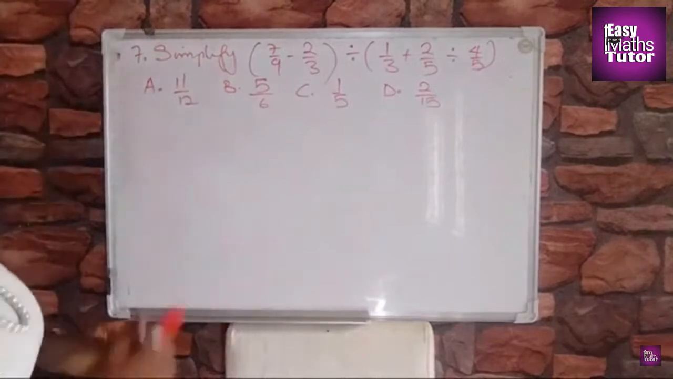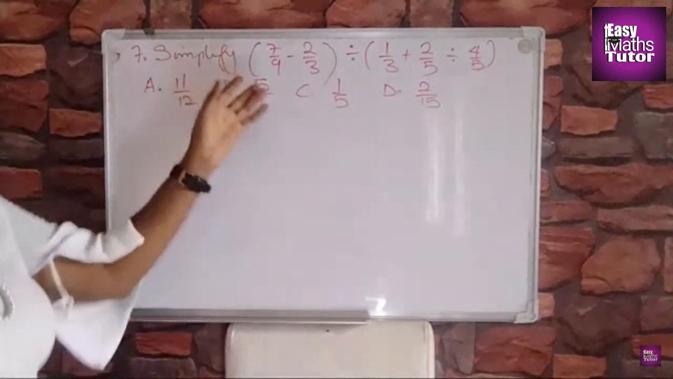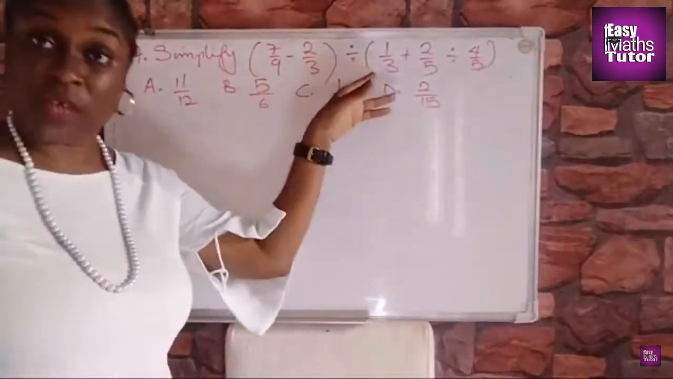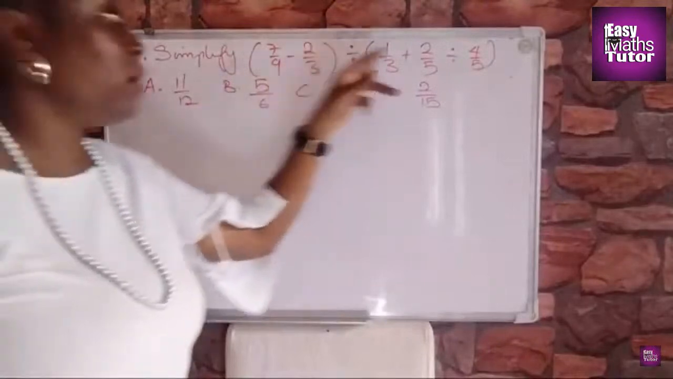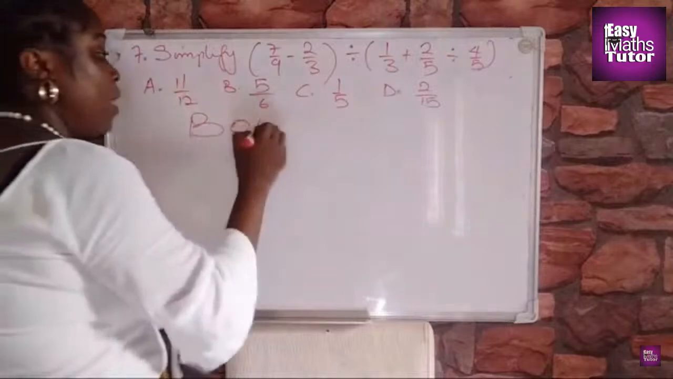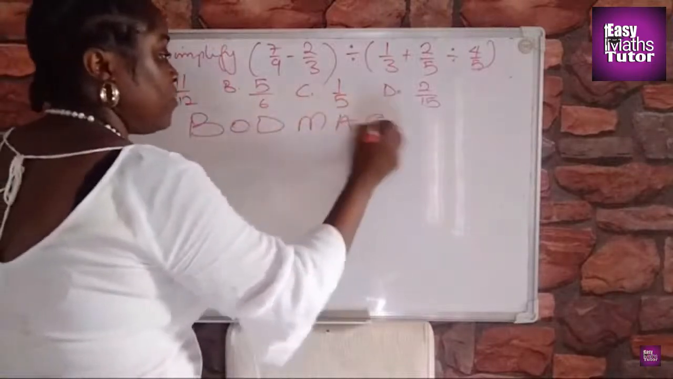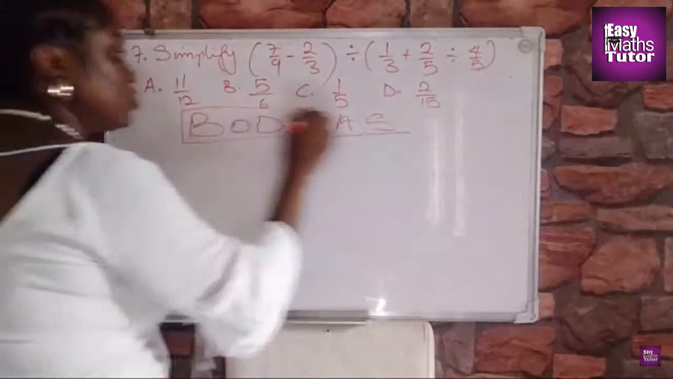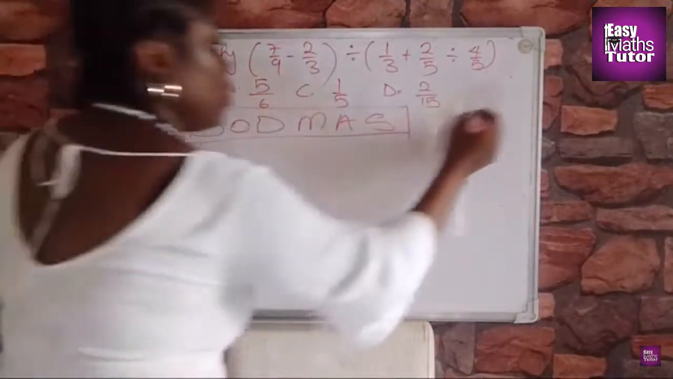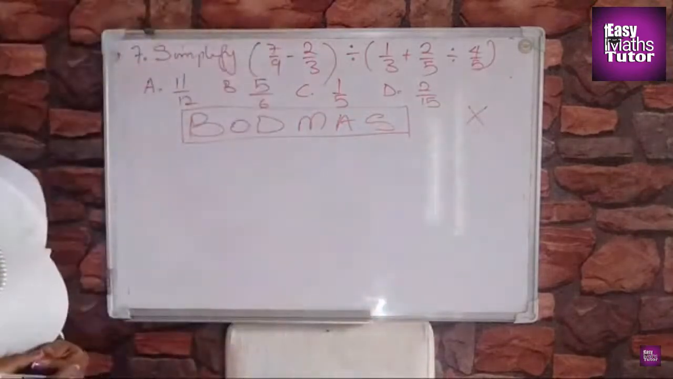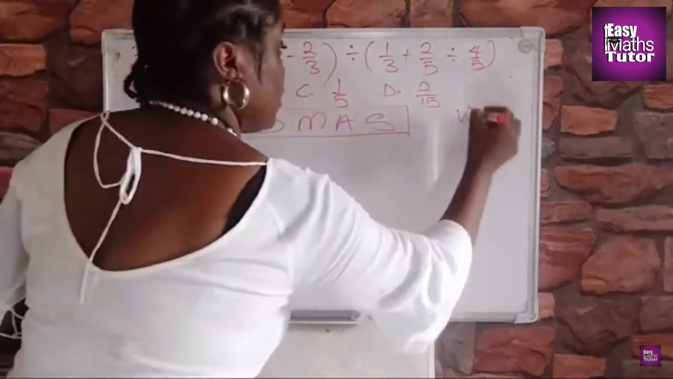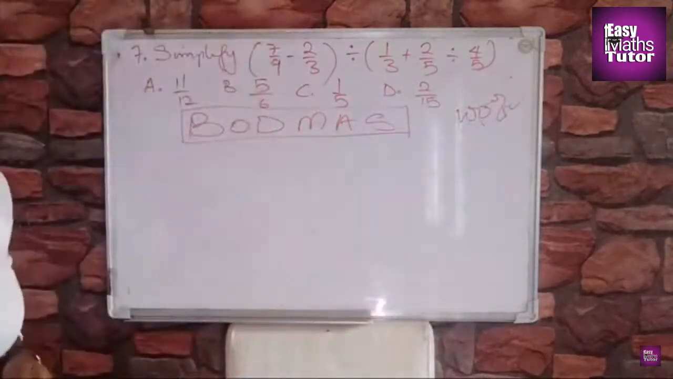Before we do this, when you see this kind of question, you have a bracket, you have different operations, right? You have a bracket, a division sign, a minus sign, and a plus sign. That means we're going to employ the use of BODMAS. If you do not use this code to solve your fraction operations, you are going to fail the question. Okay? So we're going to be guided by this so that we can get 100% in this question.